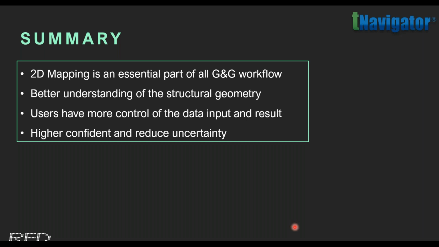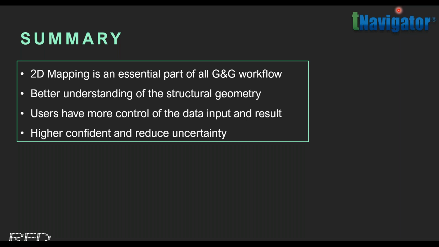Again, we all know as geoscientists, 2D mapping is an essential part of any G&G workflow. And I hope by showing this, other domains can also understand the importance of it. So even before you populate all your 3D model, make sure your 2D maps are properly generated. It will give you a better understanding of the structural geometry. You can see the difference if you display it in 3D compared to a 2D map, and of course it is better if you combine them.